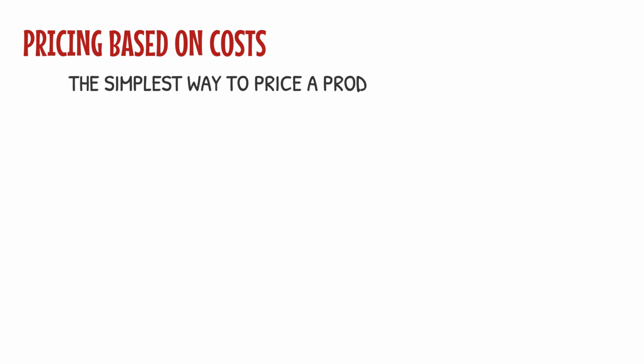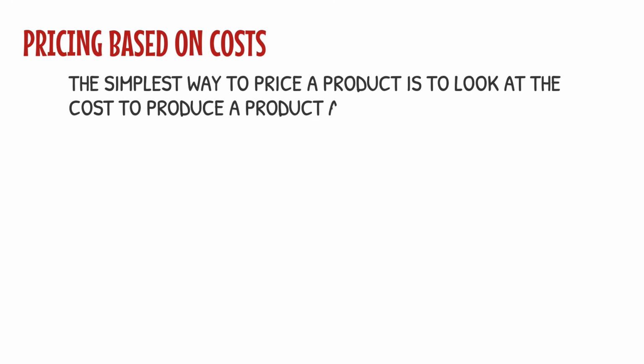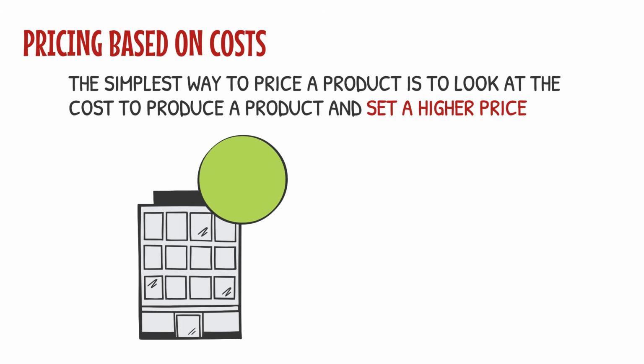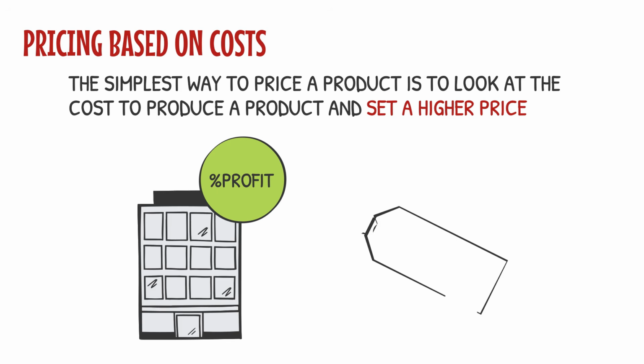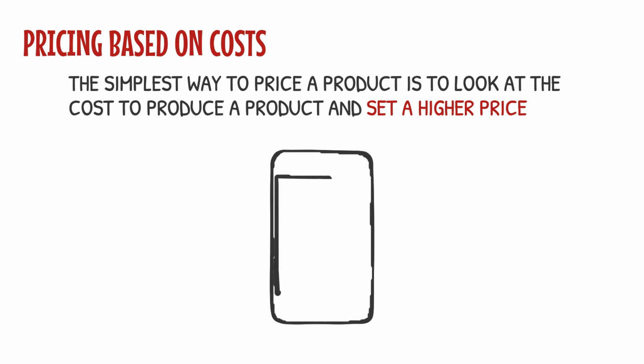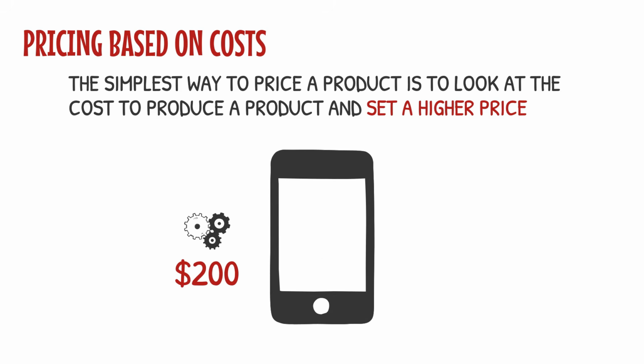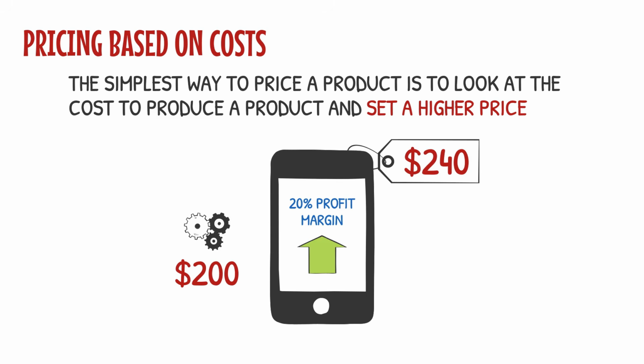Pricing based on costs. The simplest way to price a product is to look at the cost to produce a product and set a higher price. If the company has a specific profit margin figure in mind, they can set a price to reach their profit margin goals. For example, if it costs Apple $200 to produce their iPhone and they are aiming for at least a 20% profit margin, they would need to price their iPhone for at least $240.